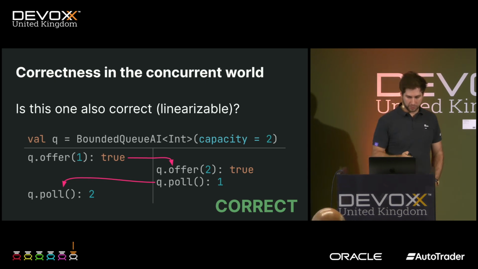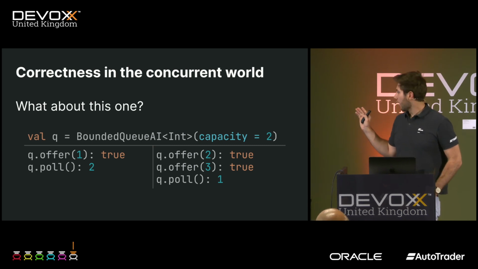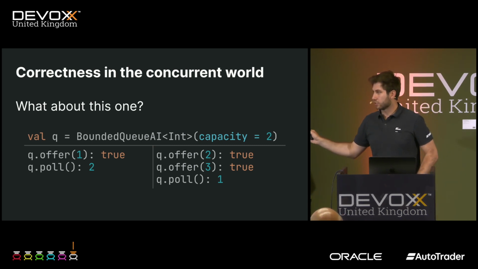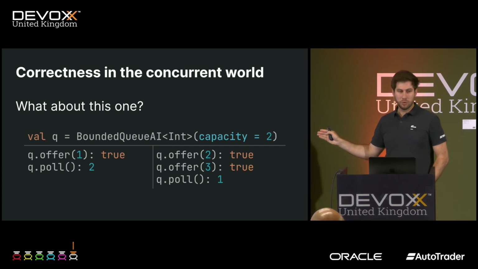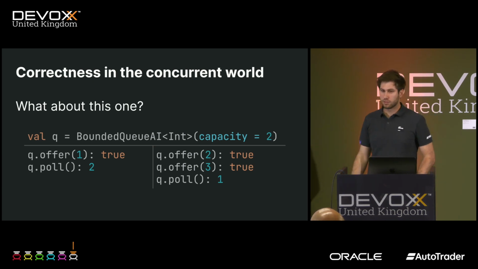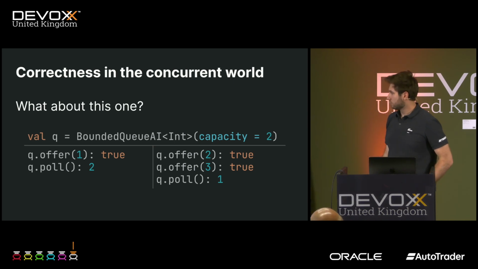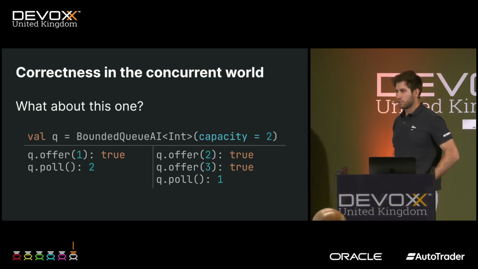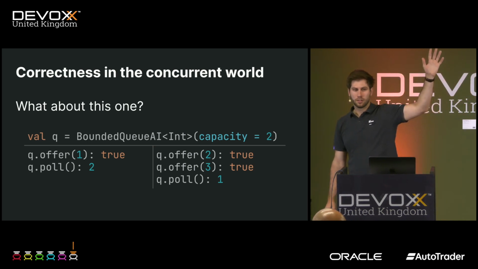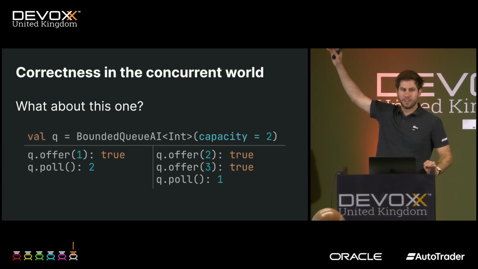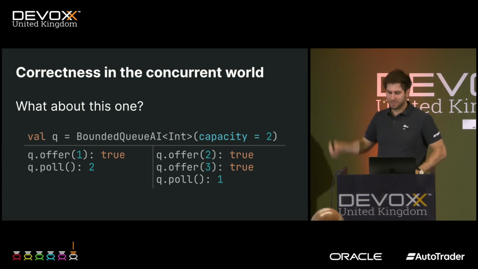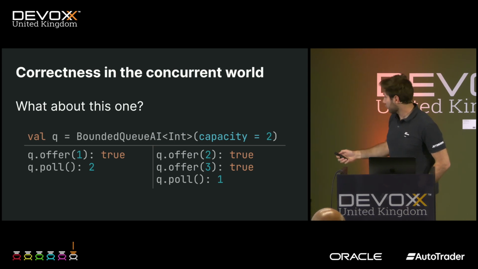Okay, a couple more examples. Now we have an additional offer in the second thread. Can we now find a sequential execution that explains these results? Let's think a little bit. Who thinks we can? Who disagrees? Aha, so some people think that it's impossible. Maybe you're right, but let's try to construct one.